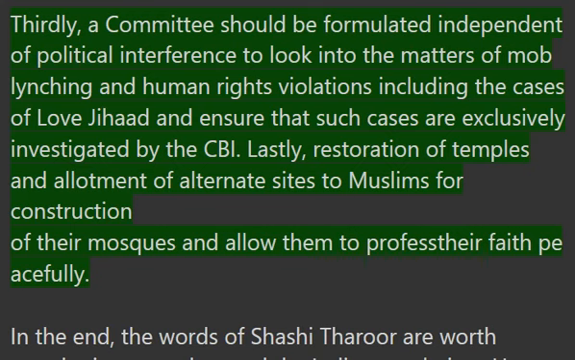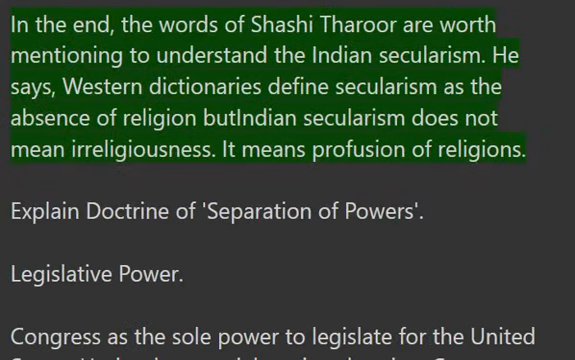profess their faith peacefully. In the end, the words of Shashi Tharoor are worth mentioning to understand Indian secularism. He says, Western dictionaries define secularism as the absence of religion, but Indian secularism does not mean irreligiousness. It means profusion of religions.